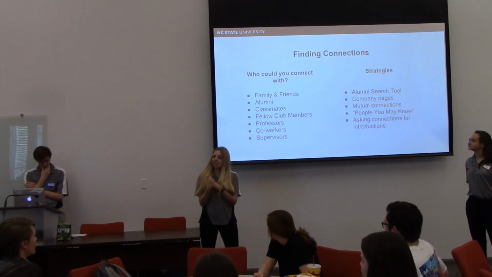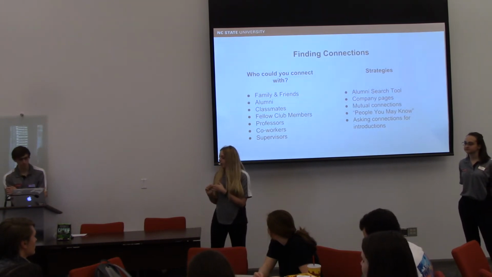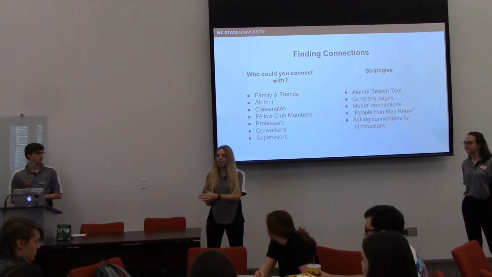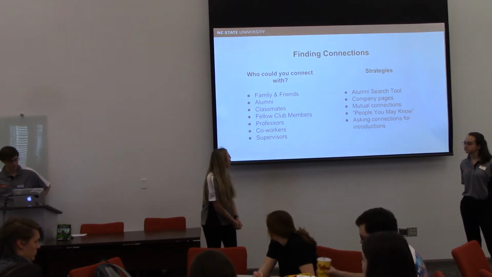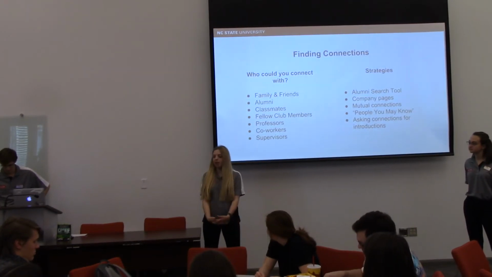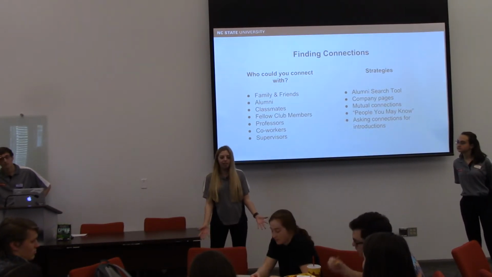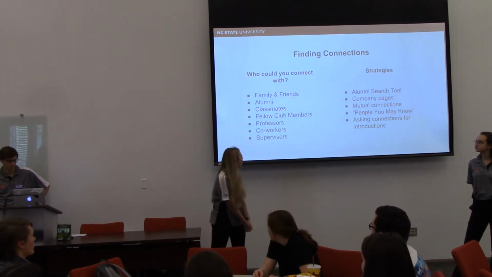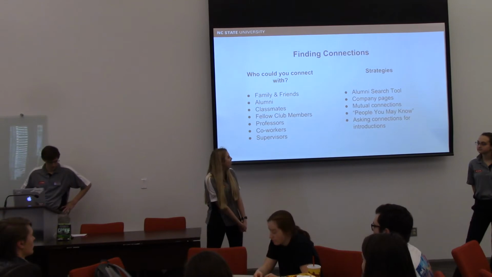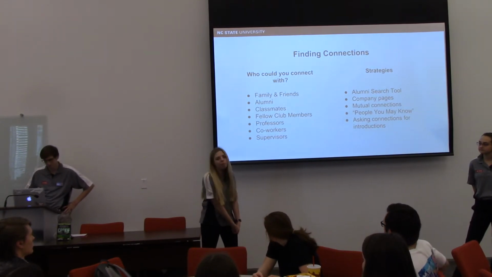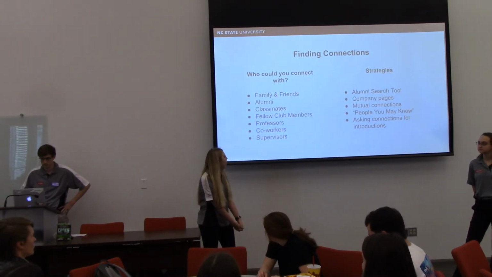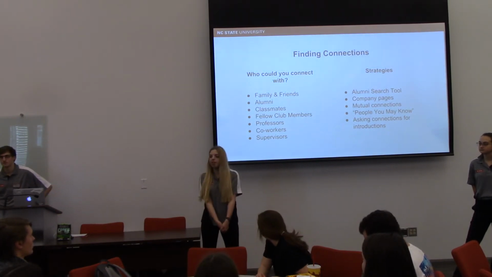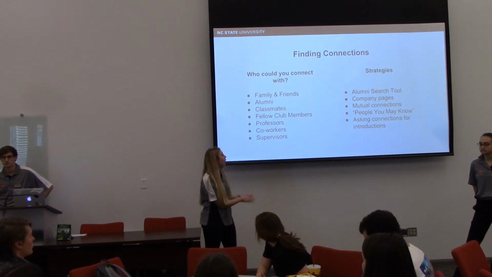Then alumni. We'll go over the alumni search tool in a little bit, but this is where you can reach out to alumni of NC State who are more than likely willing to help out other students. And then also classmates, the people you sit next to in class, especially in your major classes. They want to do things similar to what you want to do, so they're good people to connect with. Fellow club members, so if you're involved in Greek life or student government, those are pretty solid connections. And then professors, coworkers and supervisors. These are more professional ones, and these are people you also want to send a message to, as well as alumni.